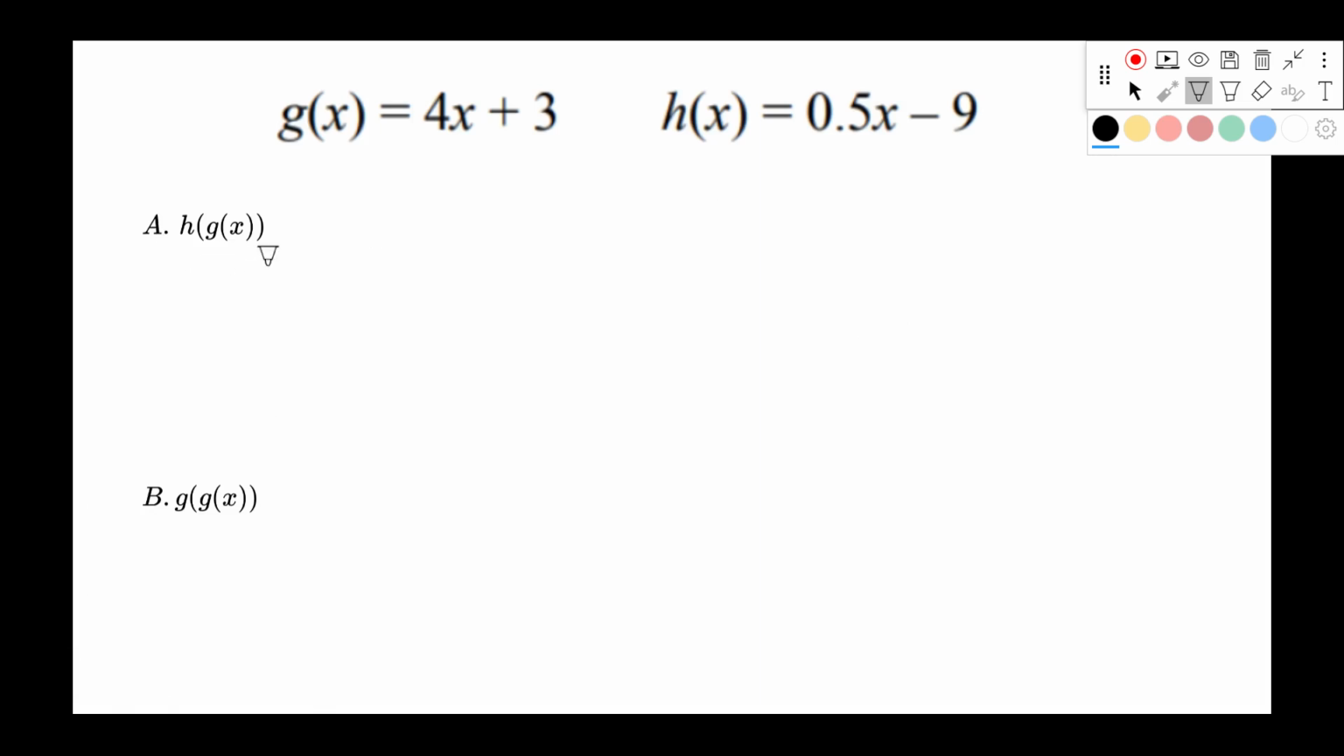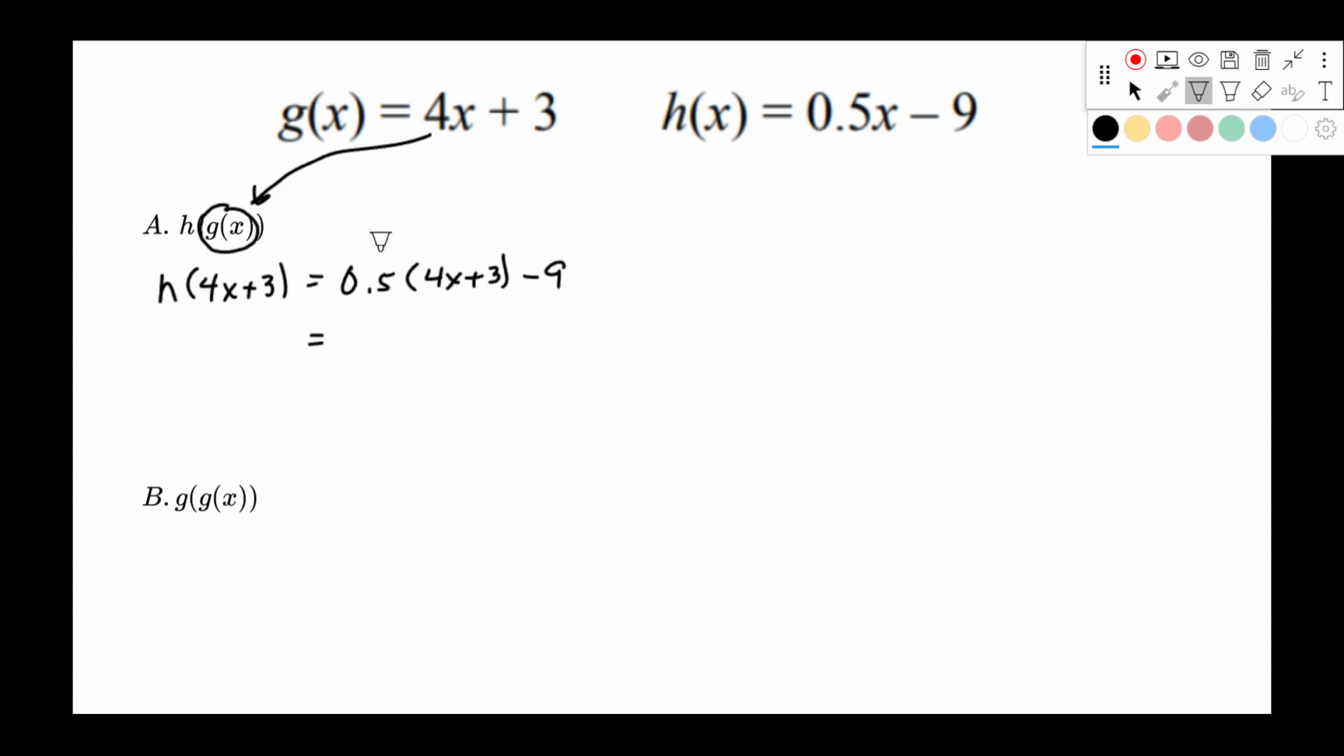Okay, let's try to find h of g of x with these two examples that we have here. All right, so now we're going to look inside the parentheses first. That's g of x. In place of g of x is 4x plus 3. So that's h of 4x plus 3. Now, wherever I see an x in h, I'm going to replace it with a 4x plus 3.